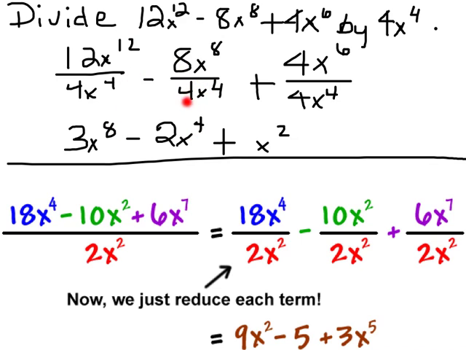Then we divide 8 by 4, we get 2. Same thing, we subtract the 4 from the 8, we get x to the 4th. And here, 4 divided by 4 is 1, so we can put the 1 or we don't have to put the 1, either one. And then we're left with x to the second. So you divide and then you reduce each term.